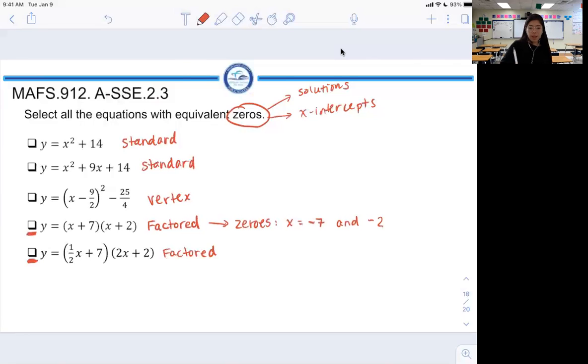Now the next one is very similar, but don't forget the reason that in the previous one it was negative 7 and negative 2 is because really what we're doing is setting these equal to 0 and then solving for x. So when I solve for x over here on the left side, what do I do to both sides first?